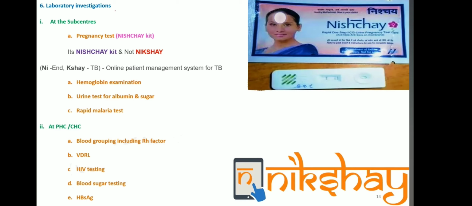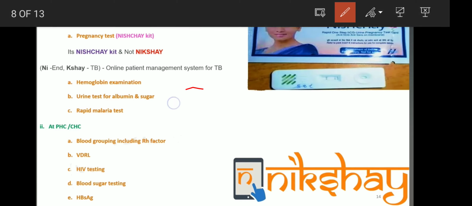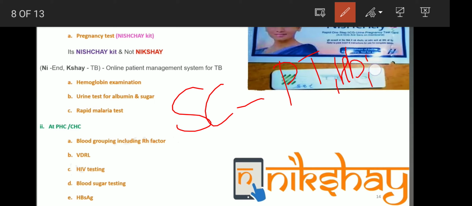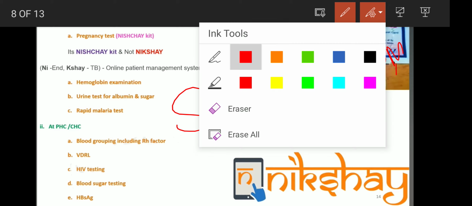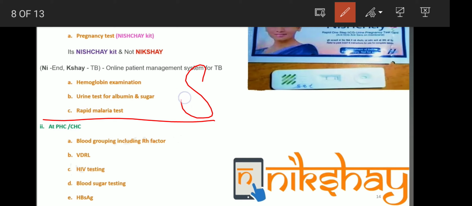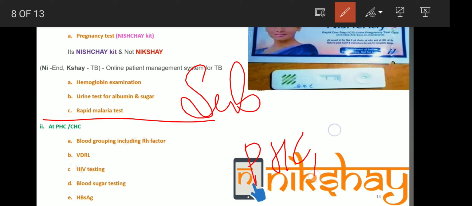Now let us summarize them. At the subcenter, we have the pregnancy test, that is the Nischay test, then hemoglobin, urine test, and rapid malaria test. So you can remember: pregnancy, blood test, urine test, and last is the rapid malaria test. This was about the subcenter. Very simple. Now moving on to PHC or CHC.